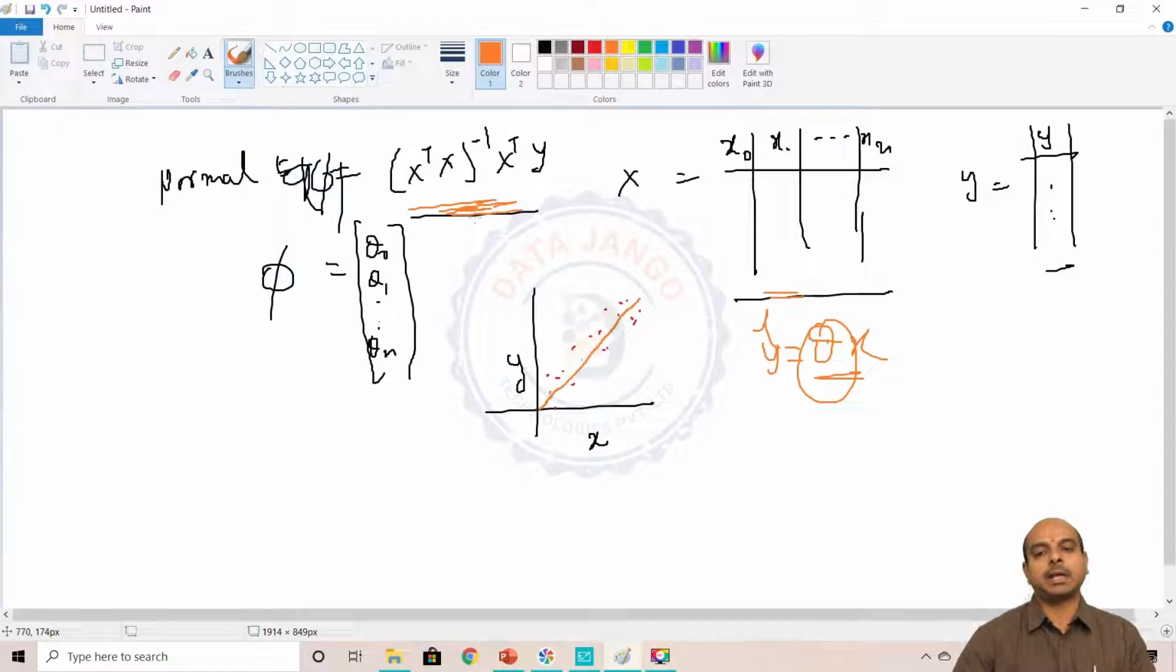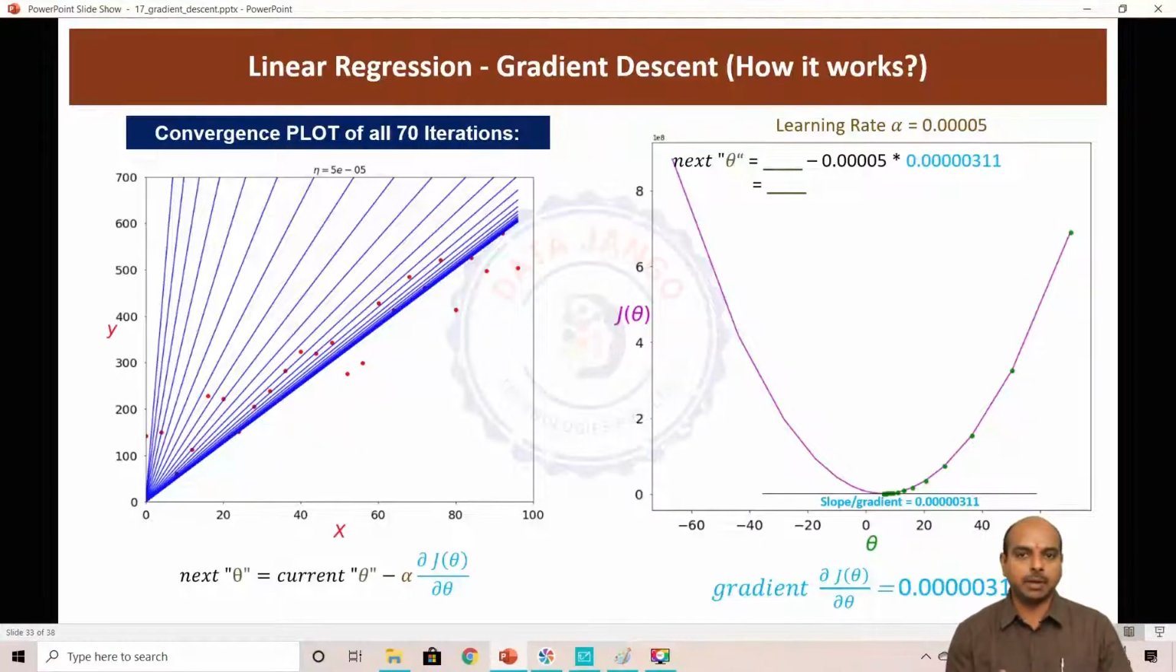The second problem with this algorithm is the dummy variable trap. If there are two or more columns which are strongly positively or negatively correlated, 1 or minus 1, then X transpose X becomes a singular matrix and there is no inverse for a singular matrix. So the thetas the algorithm derives are not proper. To avoid these problems, we will depend on the algorithm called gradient descent. Let us understand how gradient descent works and how exactly it can solve these problems.